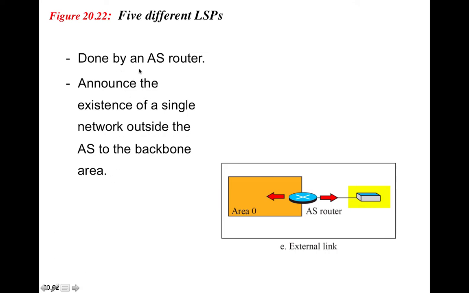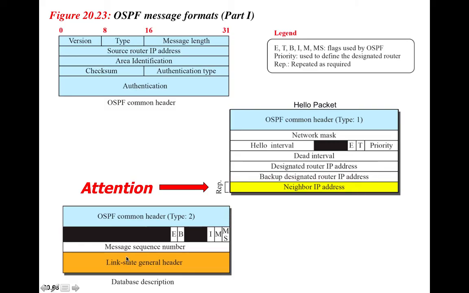And then we've got an autonomous system router announcing the existence of a single network outside the AS to the backbone area. So in this case, to take an example, if the area 0 was belonging to STC, then our home network would be announced by the AS router to area 0. So the routers in area 0 come to know about the existence of our network through the AS router. And this is called the LSP for the external link. So in this way, we have 5 different LSPs that are implemented in OSPF.